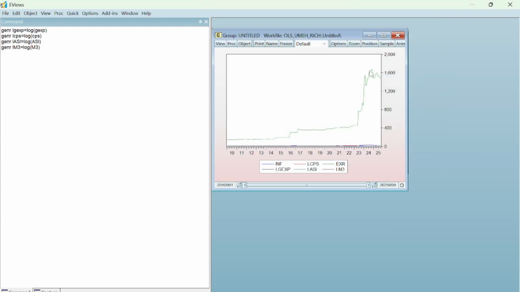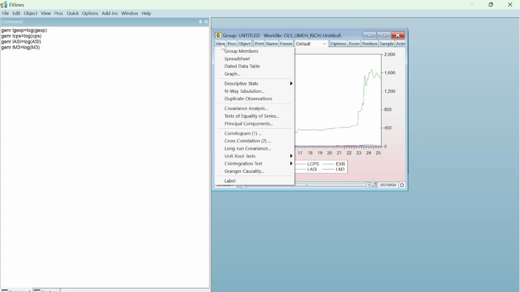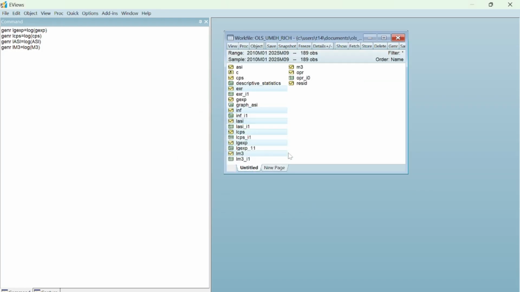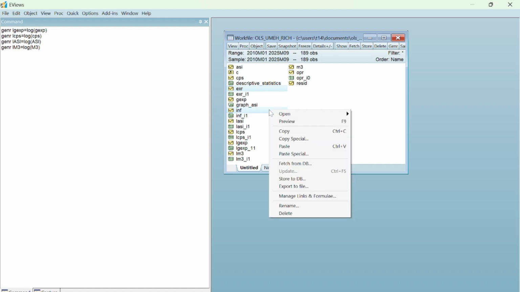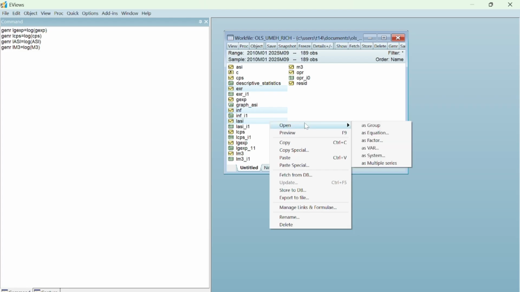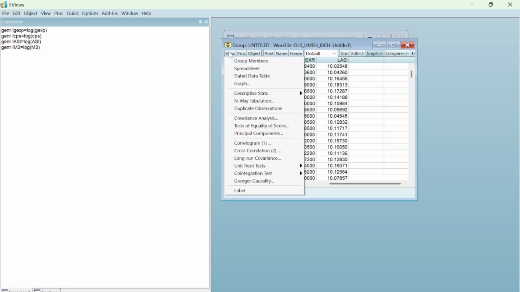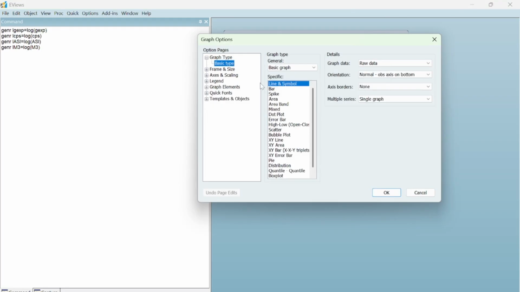Okay, still okay. So maybe we'll just draw the variables based on the rates. Let me use inflation and the various rates that we have. Inflation, exchange rate, open repo rate is out of it. Let me just include another variable like log of ASI. Let's see how it will look.